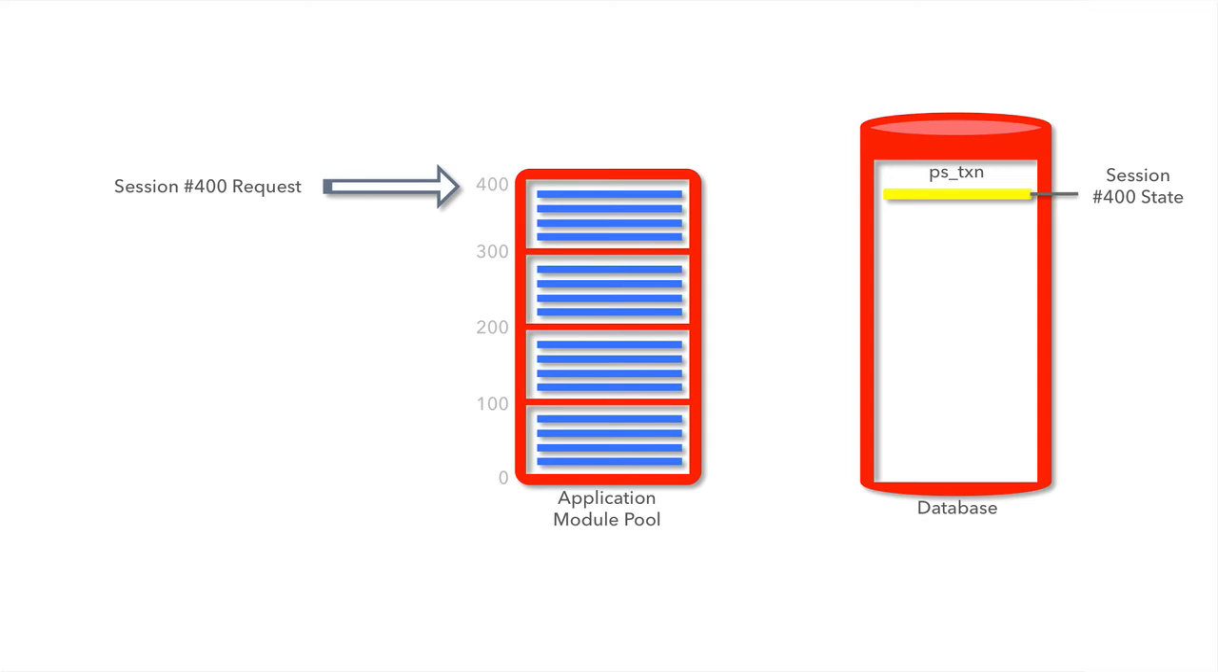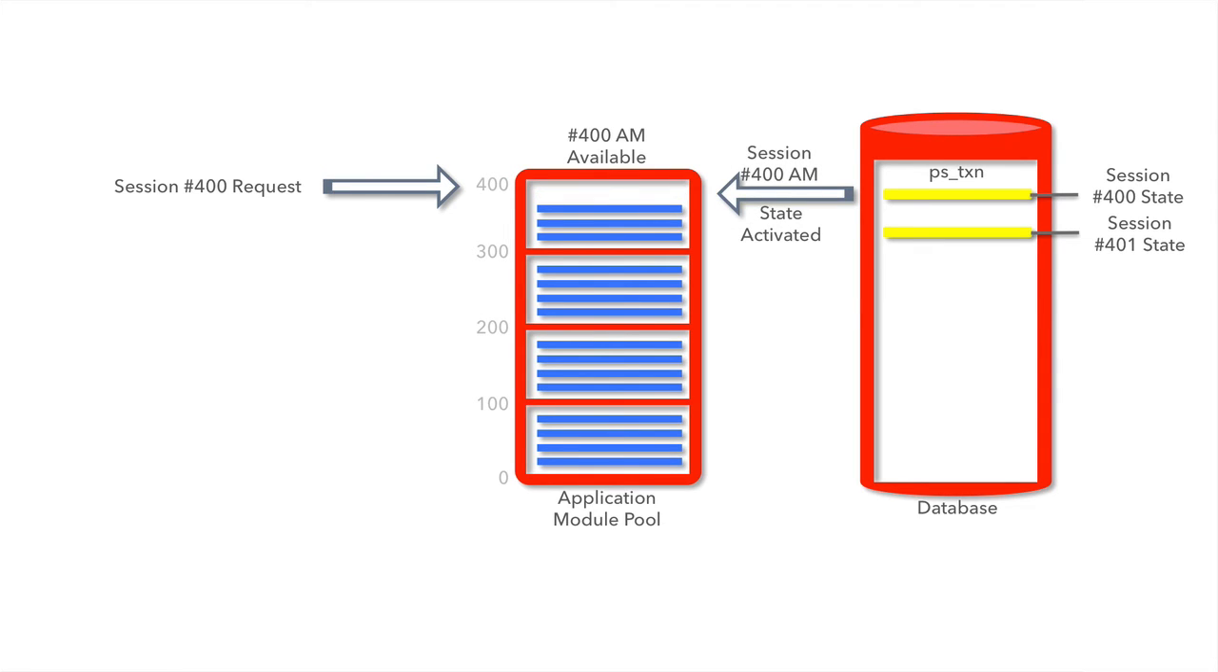Now this causes us a problem, as the 400th AM has been reset and is being used by the 401st session. Effectively the state of the 400th session has potentially been lost. What does the AM pool do in this case? Just like previously, we now passivate the state of AM number 400 to the PS_TXN database table. We then reset the 400th AM to flush its data and AM settings, which were specifically for the 401st session. And then we activate, or read, the original state of session 400's AM from the database PS_TXN table, rebuilding the AM to the state the 400th session's request requires, before it was passivated previously.